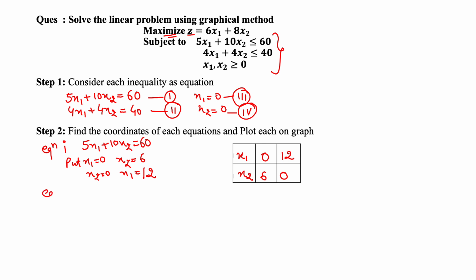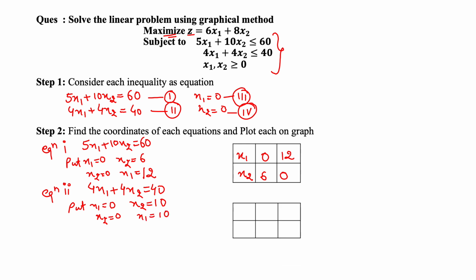Similarly, for equation 2, I have 4x1 plus 4x2 equals 40. Again I put x1 equals 0, which gives me x2 equals 10, and if I put x2 equals 0, I get x1 equals 10. So the coordinates for this equation are: when x1 is 0, x2 is 10, and when x2 is 0, x1 is 10. These are my coordinates for both equations.